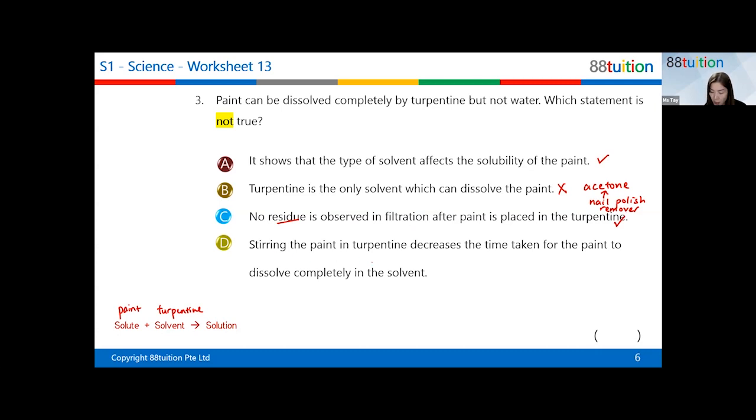Stirring the paint in turpentine decreases the time taken for the paint to dissolve completely. Now, stirring always helps the solute to dissolve faster. So when it helps the solute to dissolve faster, you are decreasing the time, right? So this is a correct statement also. So only B is wrong. We can't be so sure it's the only solvent. So this is the answer.